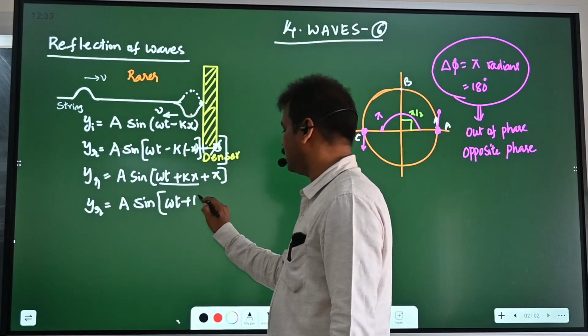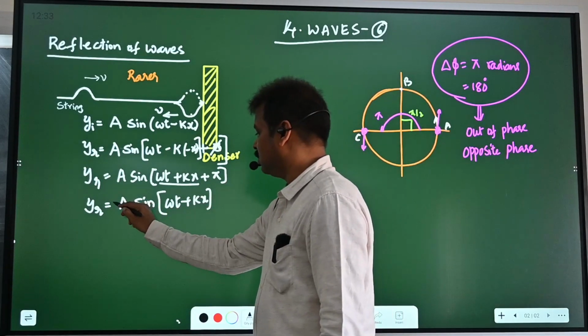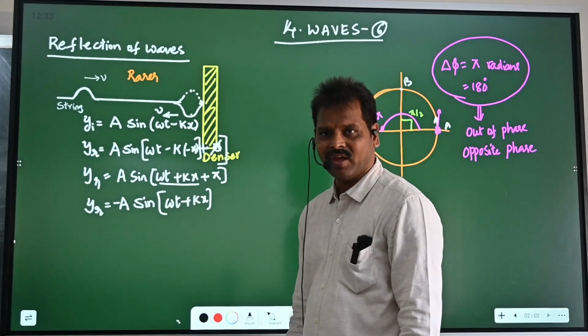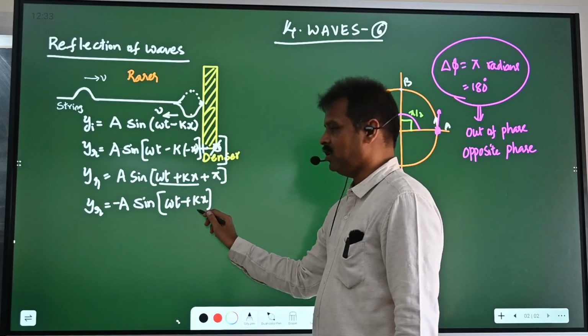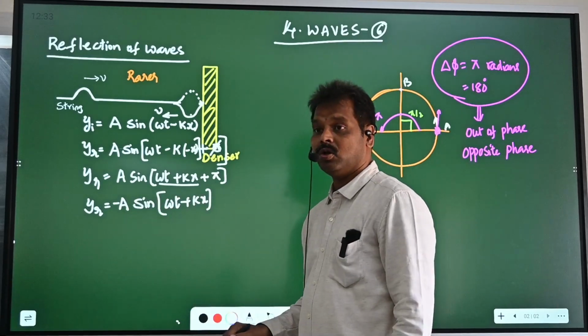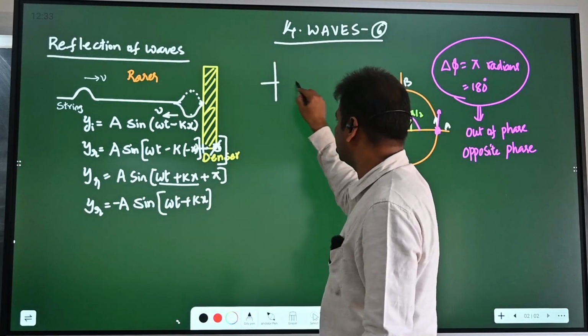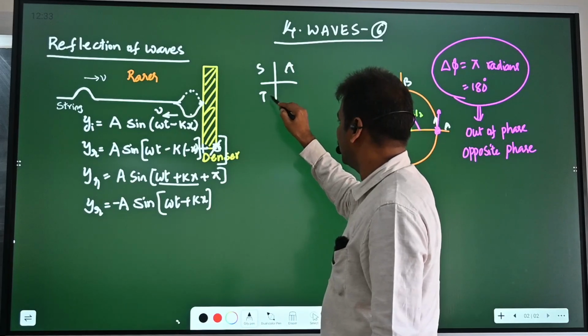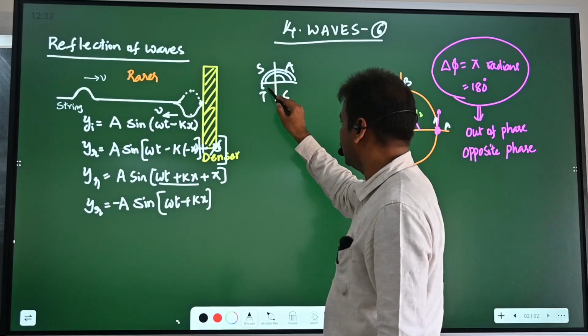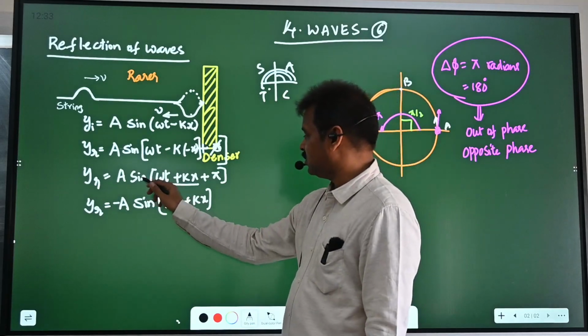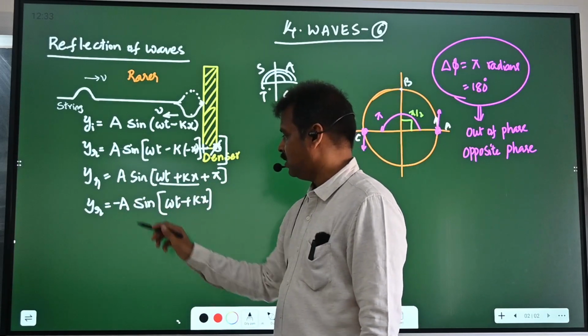Omega t plus kx into minus. Children, is it understood? Sin(180 plus theta) is how much? Sin theta, but negative. Why negative? In the third quadrant, we studied this, all silver teacups. This is 90, this is 180, this is 180 plus theta. Here sin is negative. That's why sin(180 plus theta) is negative sin theta.